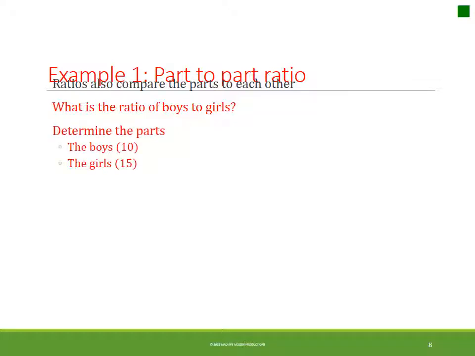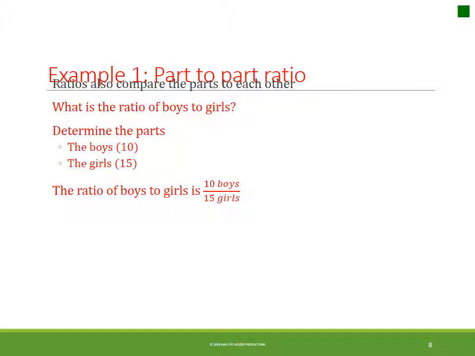So now we need to determine both the parts because we're being asked to compare one part to another part. So there are still 10 boys, there are still 15 girls. We don't need to determine the whole here, or the total, because that's not what we're being asked to compare. Now we can just write the ratio. Here I've chosen to write it in fraction form.